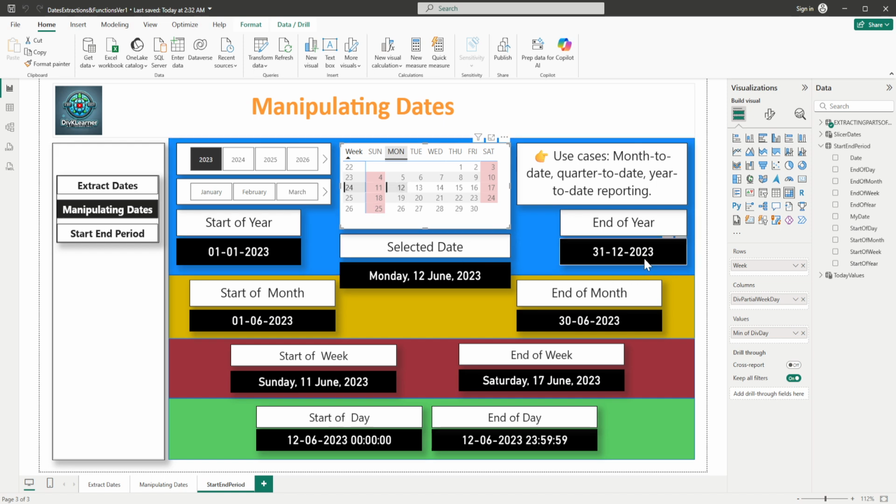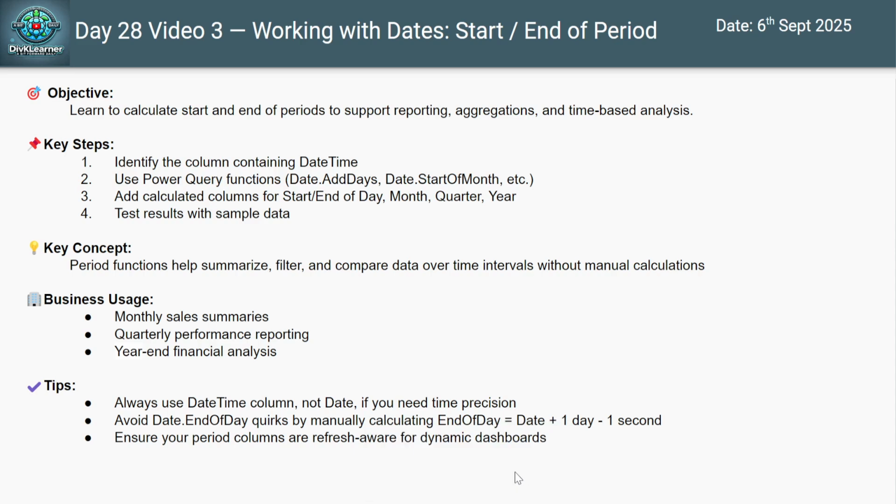This is start of the year, end of the year. This is start of the month, end of the month. This is start of the week, end of the week, start of the day, end of the day. Remember that end of the day and the start of the day takes date time, whereas all of the other ones, start of the year, end of the year, start of the month, end of the month, start of the week, end of the week, takes the data type as date, only date, right? So these were the things that we were talking about.